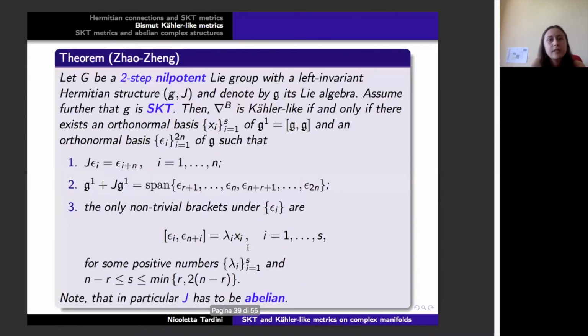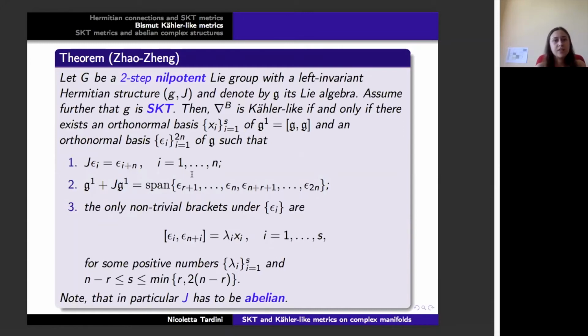And also there is this result in general for the nilpotent case for the existence of Bismut Kähler-like metrics. This result is due to Zhao and Zhang, and it's in any dimension, okay?